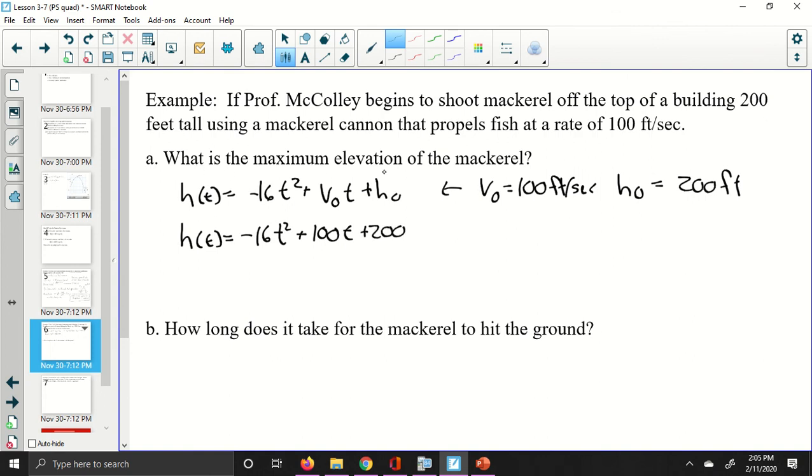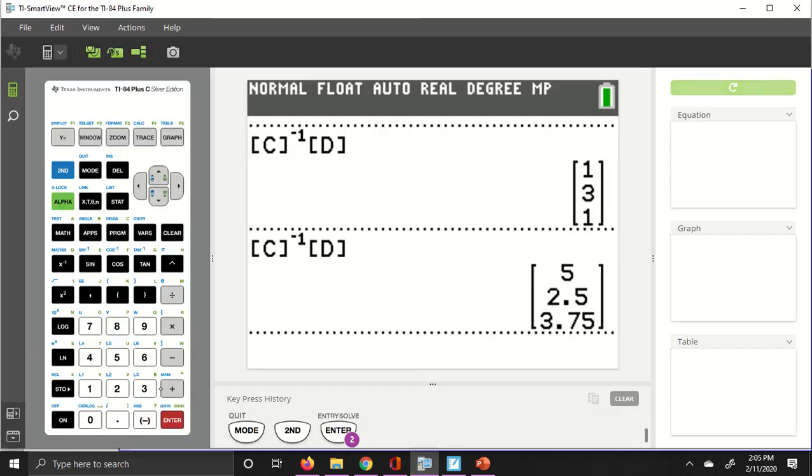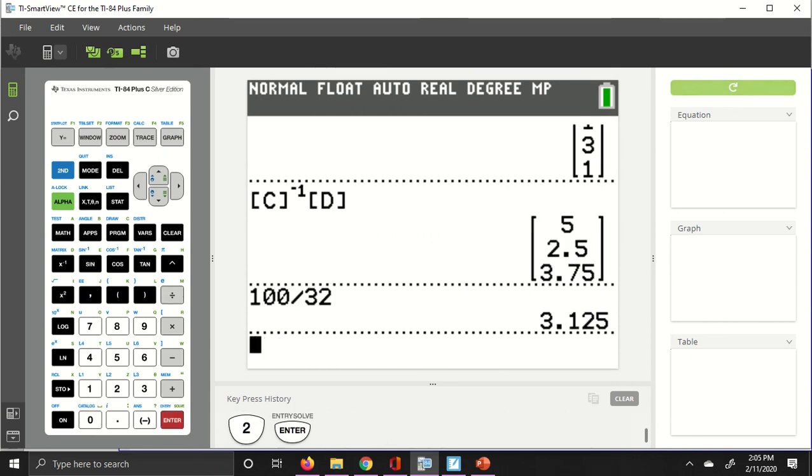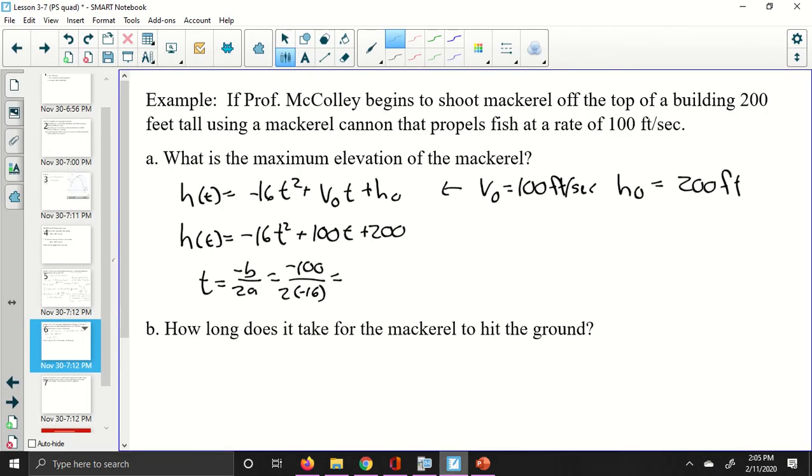And they want to know what the maximum elevation is. Well, the maximum elevation is going to again occur at the axis of symmetry. So I'm going to go t is equal to negative b over 2a, which in this case would be negative 100 over 2 times negative 16. All right, so I'm going to grab my calculator to do that because that's going to be a decimal. So 100 divided by 2 times 16 is 32. They were both negative, so I'm just going to do the positive. So it's going to take 3.125 seconds to get to that maximum height.